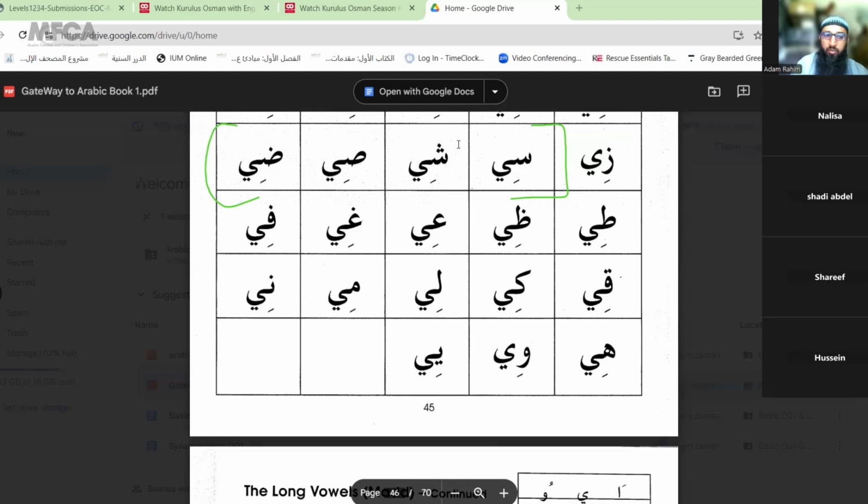I want you guys to practice these letters, guys. Really take the time during the next week, because we will come back to it again next week, and we'll really try to drill it in, inshallah.